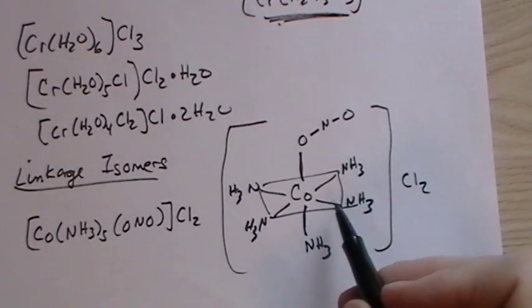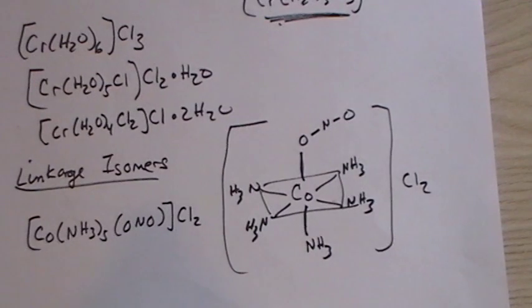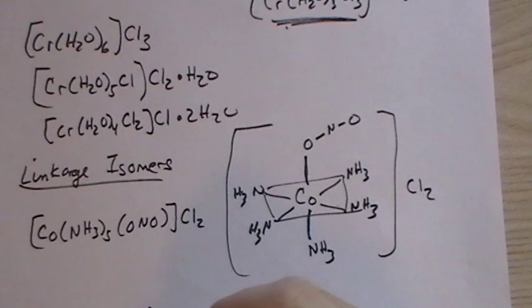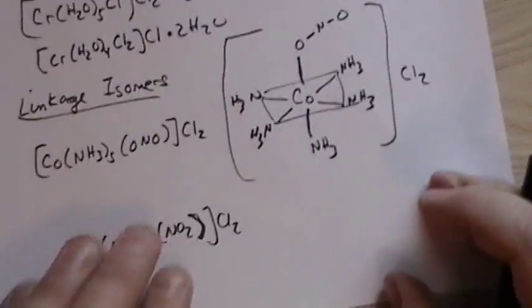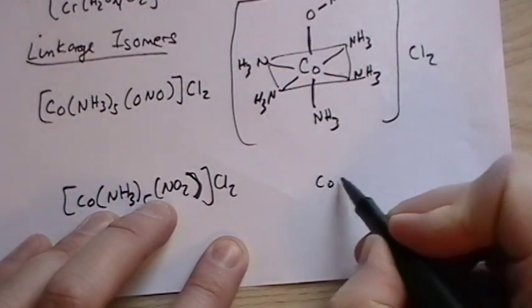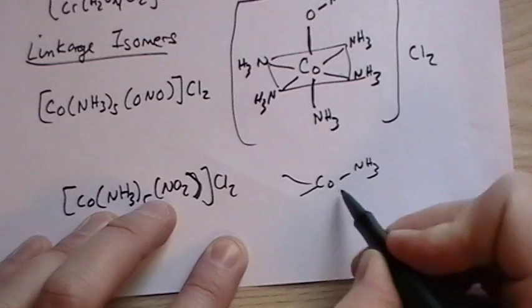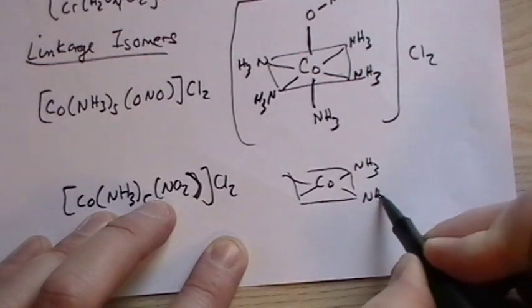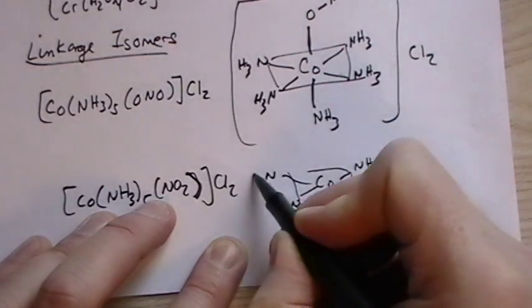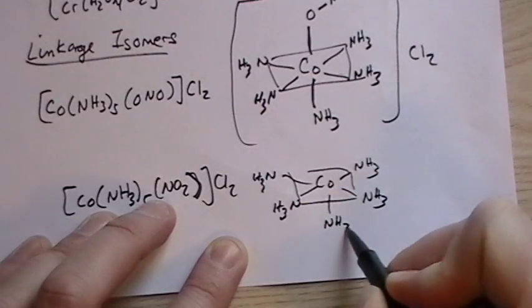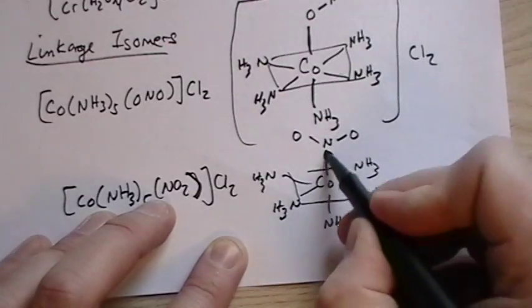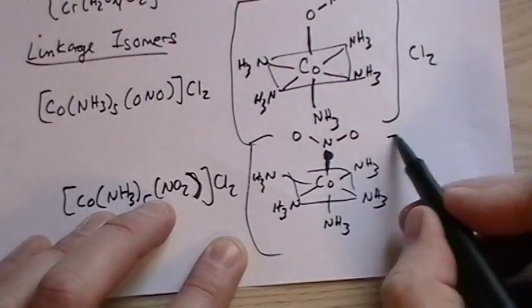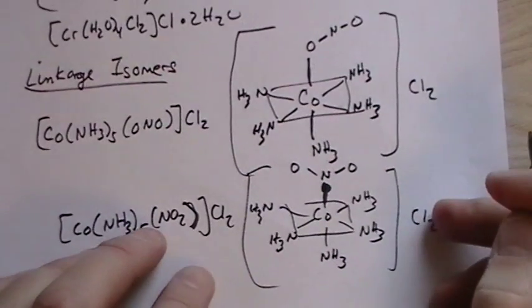But then we can also, and in the book they show the formula, they actually change the formula so that you can see that. Sometimes it's not so easy to do that. You actually have to draw the structure to see it, but in this case, we have the ammonia and this time the nitrogen is attached to the cobalt. You say, well, is there really that much of a difference?